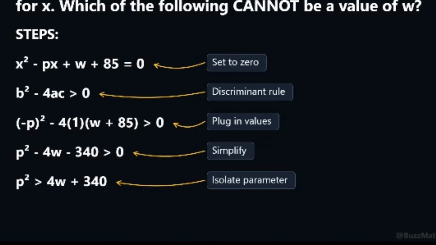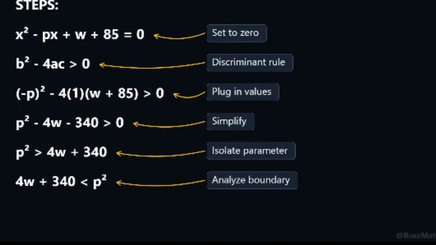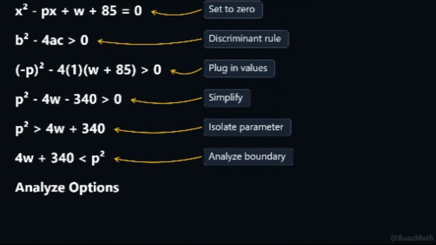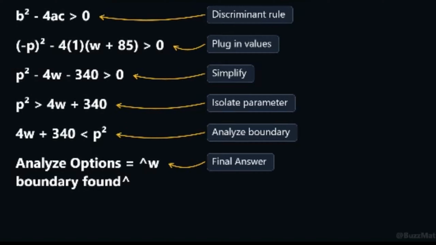Isolate parameter. Because any real number squared is always positive, the right side gives us the boundary for what w can actually be. 4w + 340 < p squared. Analyze boundary. By testing the multiple choice options here against your boundary, you instantly find the one that breaks the rule. Analyze options. w boundary found. Final answer.